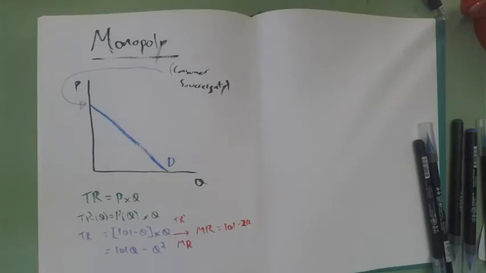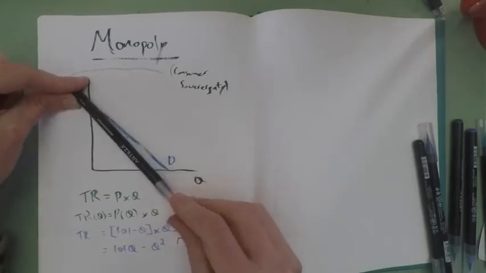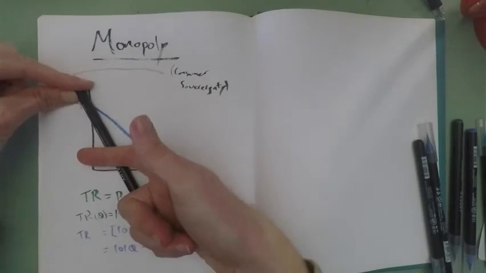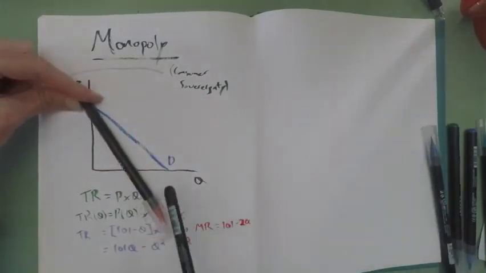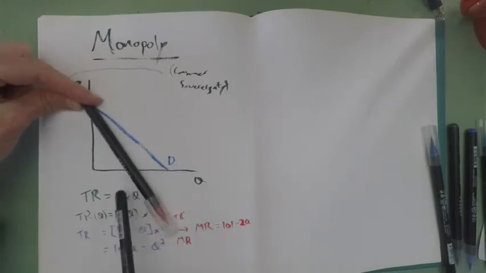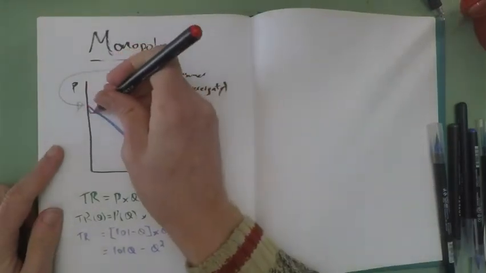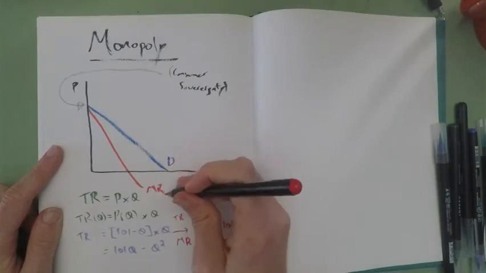Now for the principles students, here is a handy rule of thumb. If we're looking at a straight line demand curve, the marginal revenue curve is going to slice right through the halfway point of any horizontal line. So for this demand curve, we know it hits at 101. We know it's going to cross through at 50.5. So if we draw on our marginal revenue curve, we get something like this.